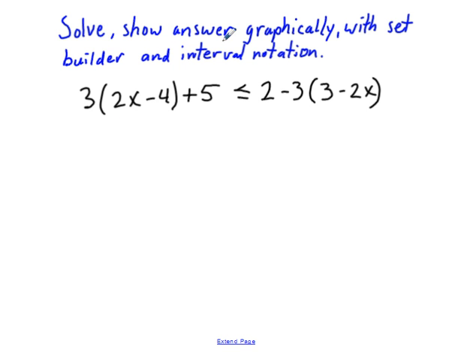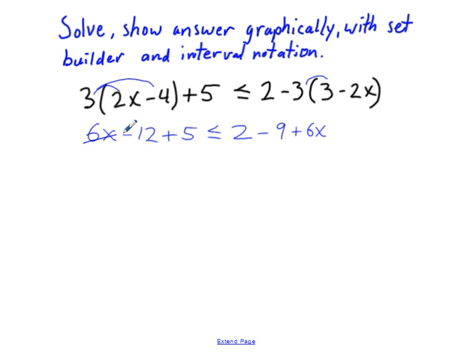First one: solve, show the answer graphically, with set builder and interval notation. And so we have an inequality here, and we're going to first distribute to the terms on the inside, so we get 6x, and 3 times negative 4 is minus 12, and plus 5, and that's going to be less than or equal to 2, minus 3 times 3, which is minus 9, and then negative 3 times negative 2x is going to be plus 6x.